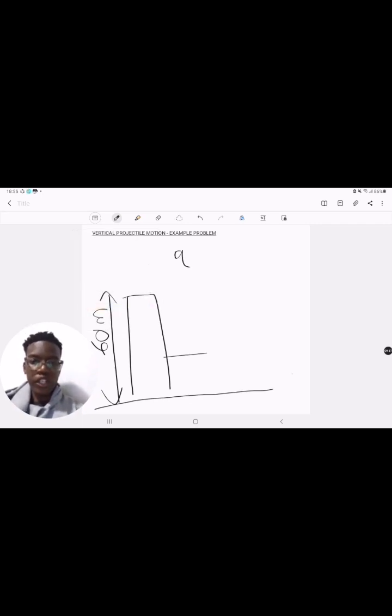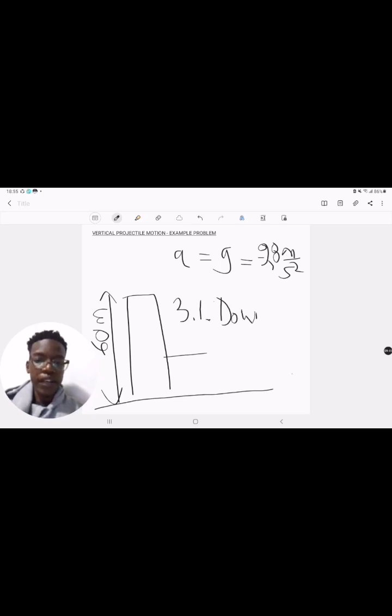So the acceleration of the object at its maximum height is equal to the gravitational acceleration, which is equal to minus 9.8 meters per second squared. Okay, meaning that for 3.1, the answer is downward, right? The answer is downward. And this is if your sign convention is downwards is negative and upwards is positive.